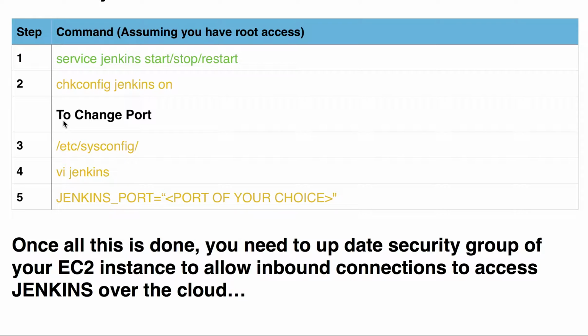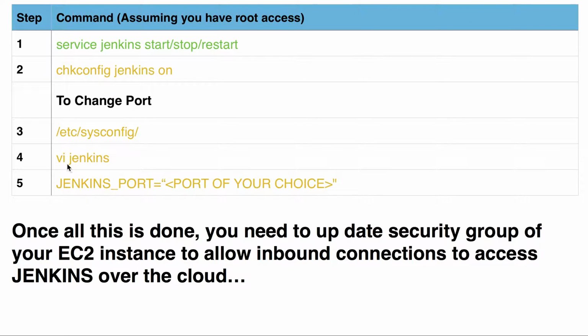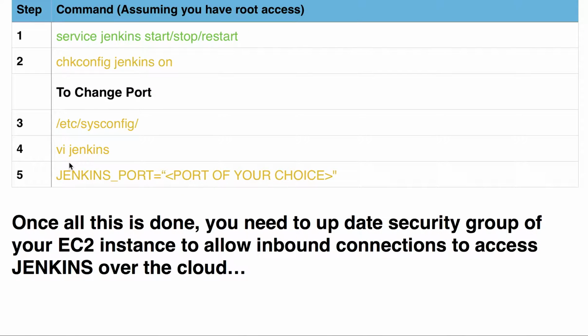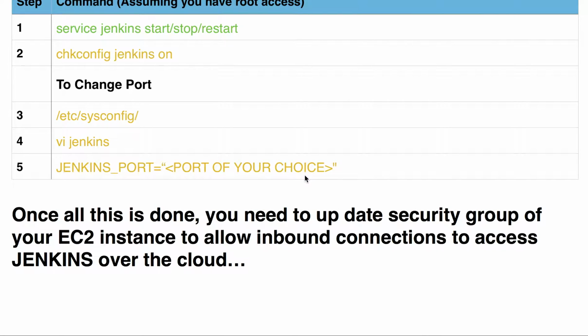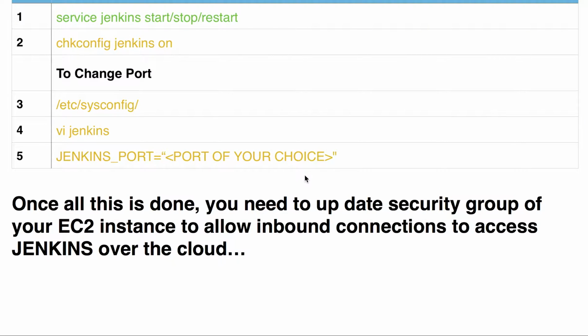Now, to change the port: when you install Jenkins for the first time, it would be running on port 8080. That is the default port configured in Jenkins. So you can go ahead and still change it. To change it, these are the set of commands you can run. Go to this location, open the Jenkins file in the VI editor, go to this specific key and provide a port of your choice. Once this is done, I think you are all set to go to the next step.